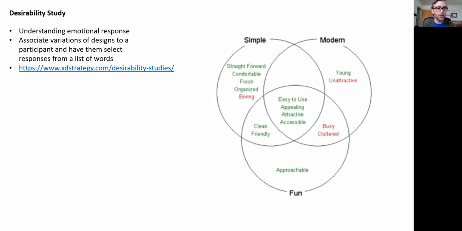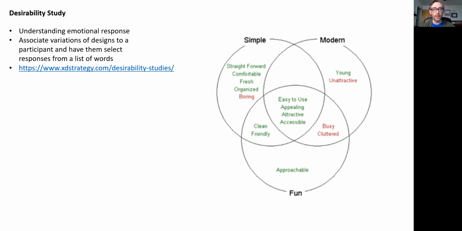So the next research method is called a desirability study. A desirability study seeks to understand emotional response. If you've had me for class before, you know I talk a lot about emotional content and emotional response. In fact, all of the work that I do is practically based on emotional response, emotional and contextual response. So what this desirability study does, it associates variations of designs to a participant, and the participant then selects responses from a list of words.